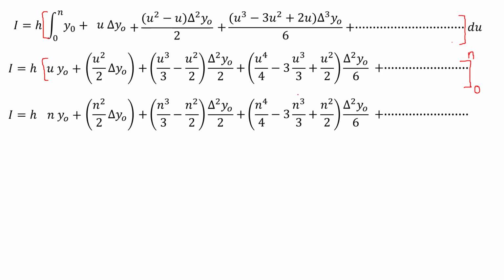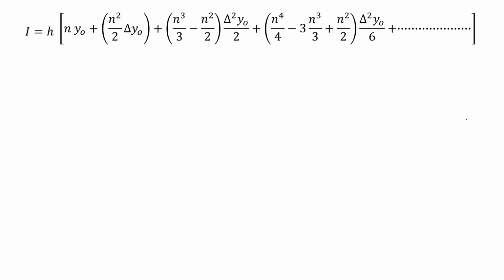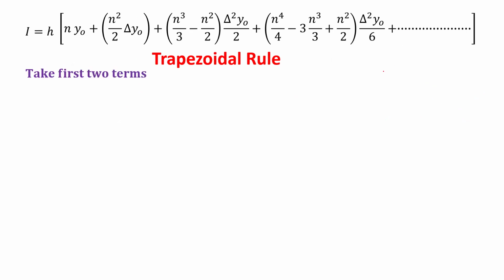Then substituting the value of n instead of u, we get this value. Using it, we have to derive the different rules or formulas: the trapezoidal rule, Simpson's 1/3 and Simpson's 3/8. In this video, we are going to derive the trapezoidal rule. For it, we take only the first two terms, so we consider only these two terms.